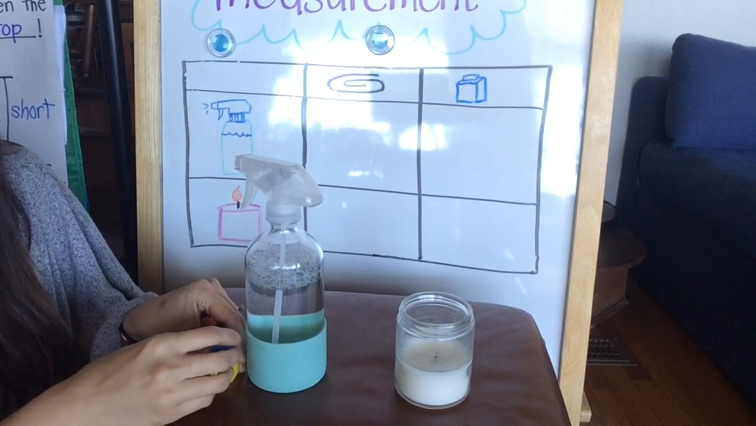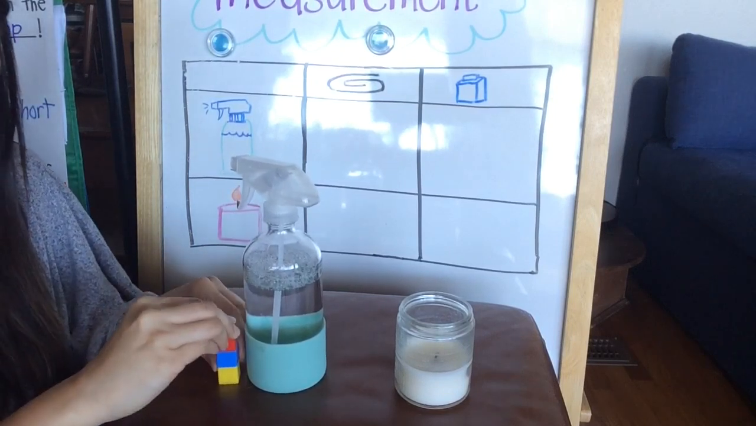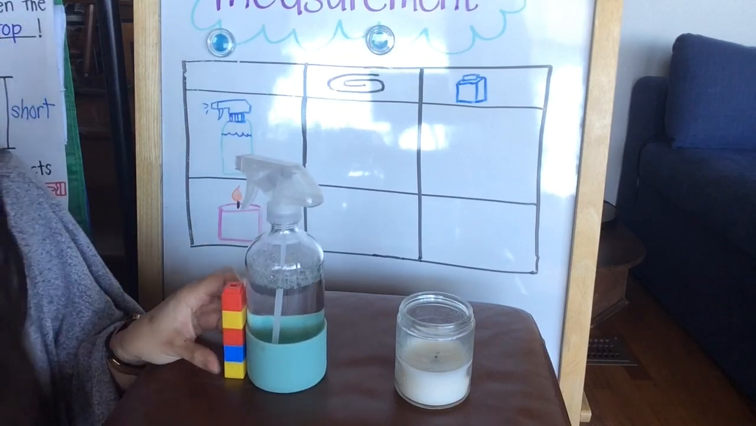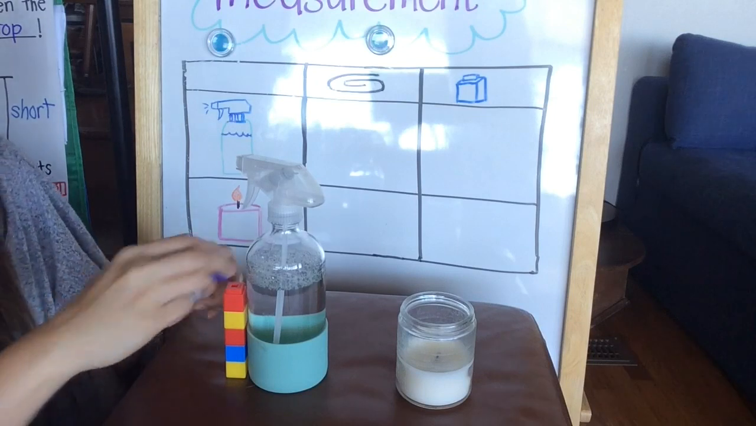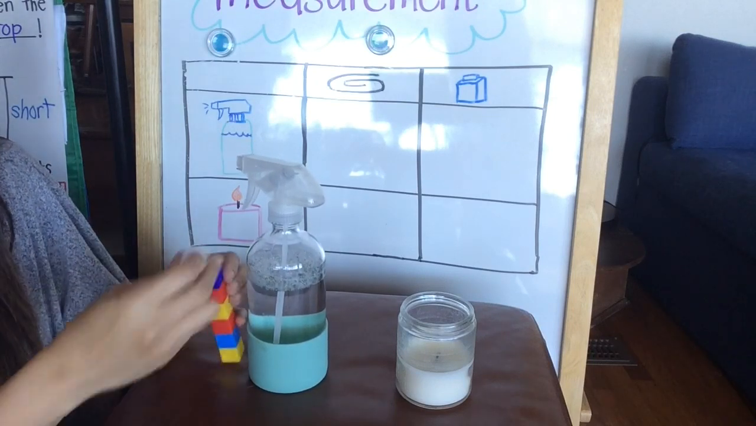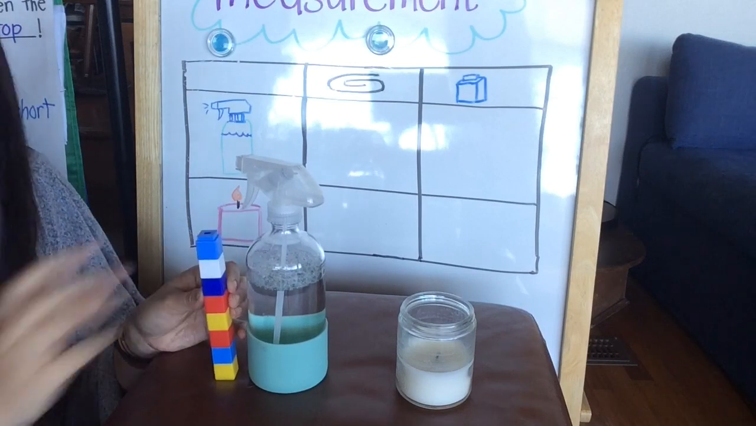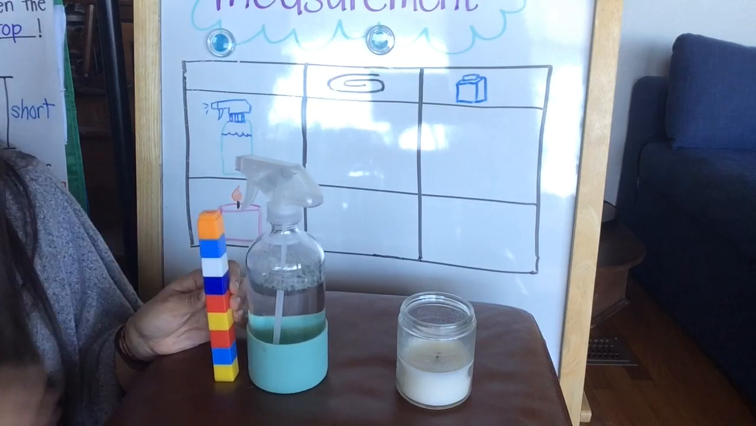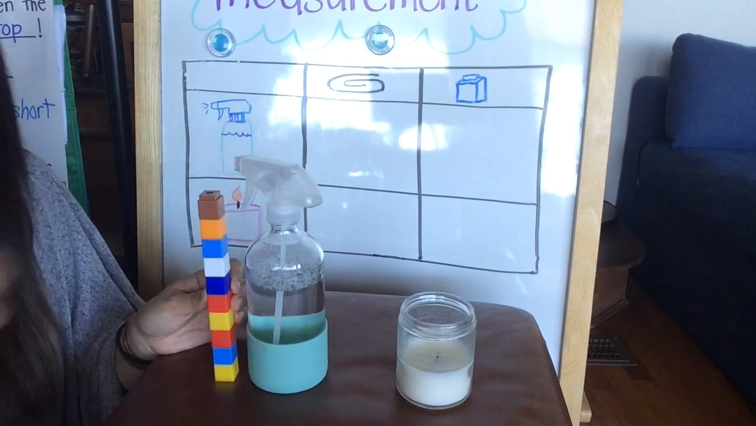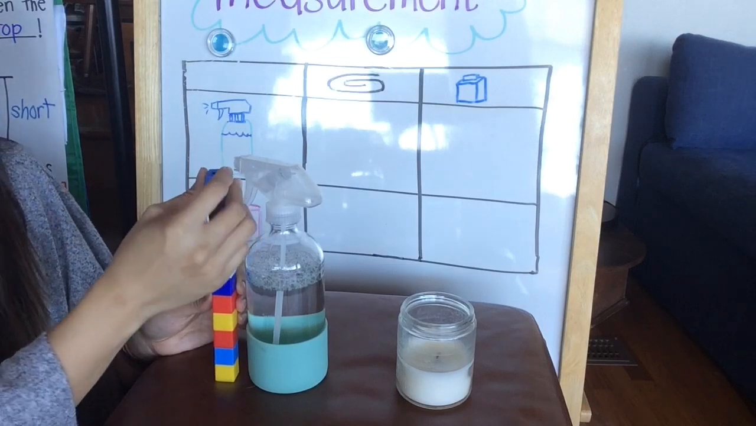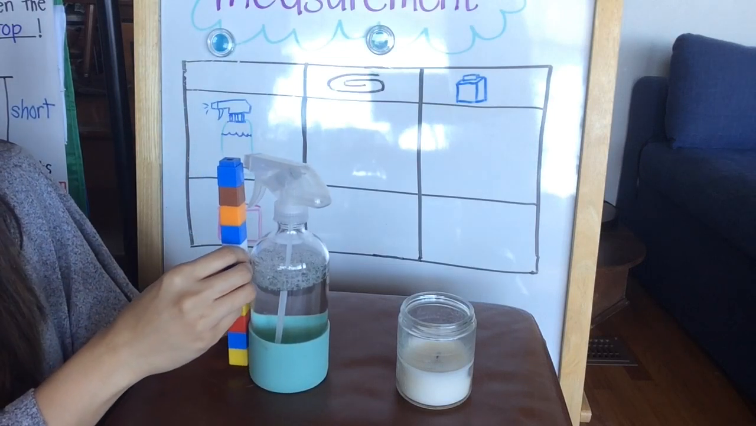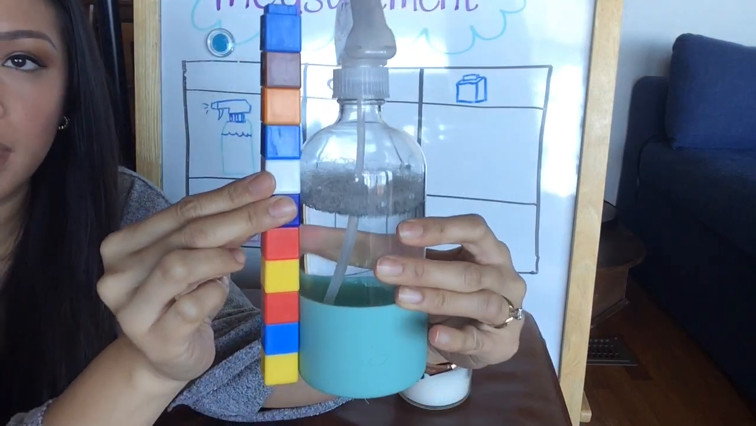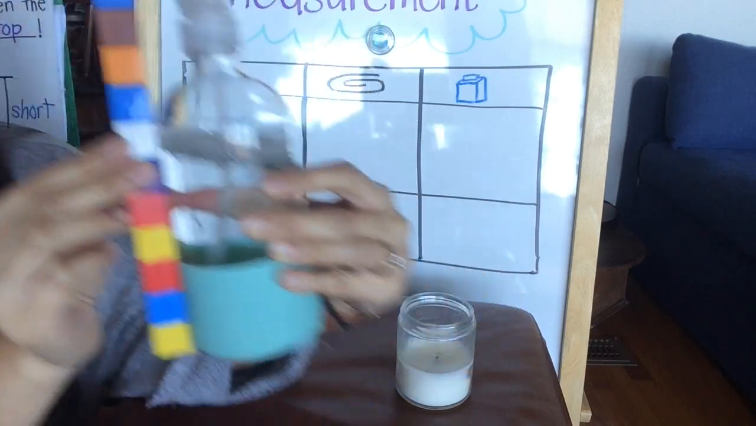So I'm going to start putting cubes and connecting them until they are the same height as my spray bottle. And you're going to help me count at the end. And see how many cubes are between the bottom and the top. Remember, because that's the height, the space between the bottom and the top. Okay, that looks about right. So, you guys agree? Does that look like the same height? Awesome. Can you help me count how many cubes there are?